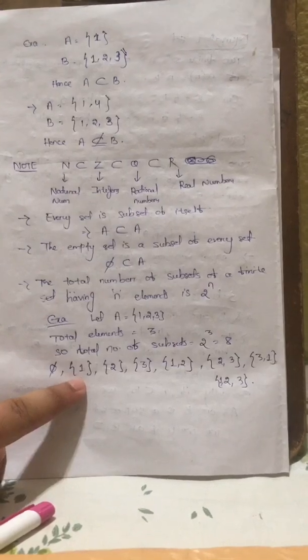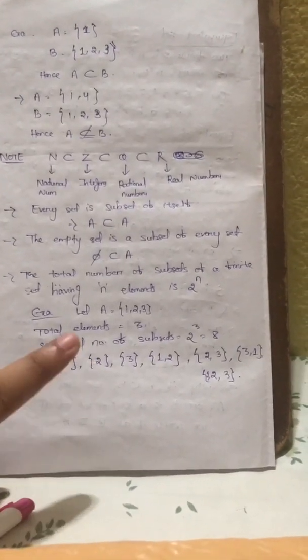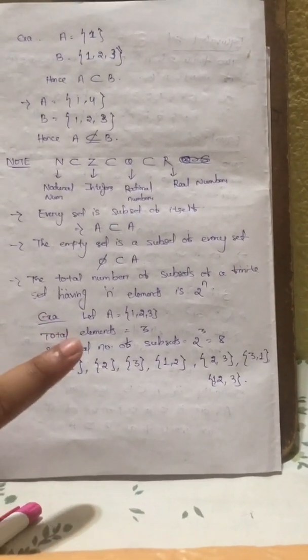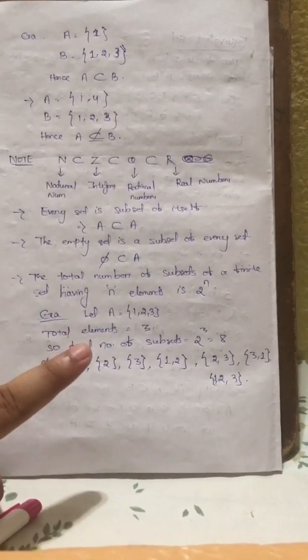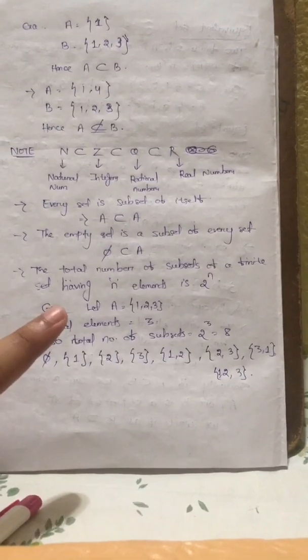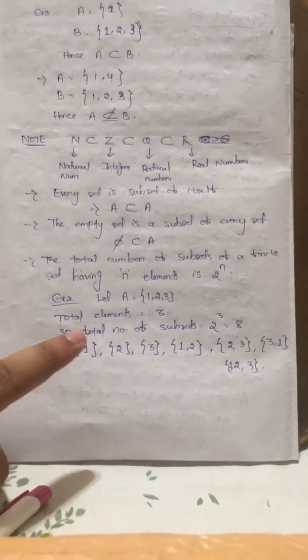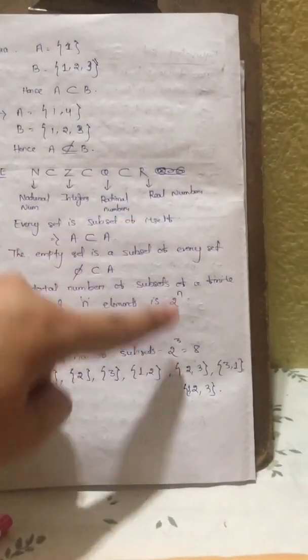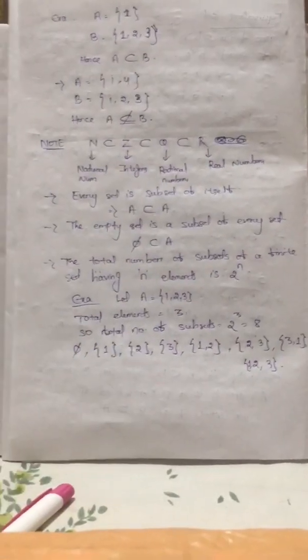Next the number 1, then 2, then 3, then I can write {1, 2}, then {1, 3}, then {2, 3}. See, {1, 3} or {3, 1} are the same thing, so you cannot write both at the same time. And last, I told you that every set is a subset of itself, so {1, 2, 3} is also a subset of that set.